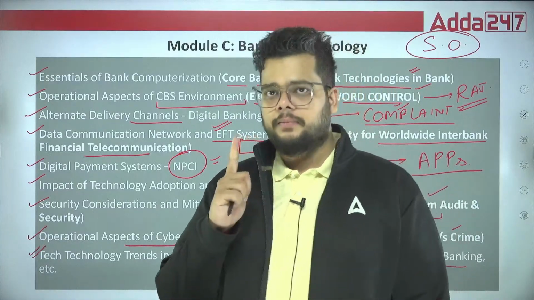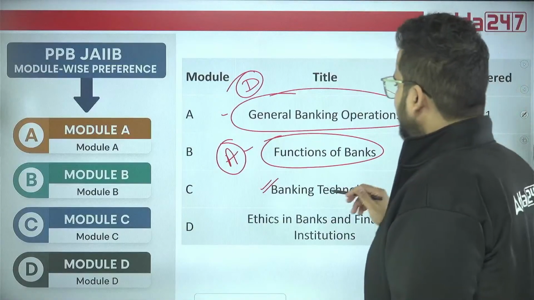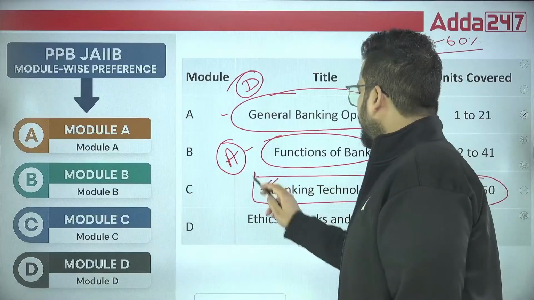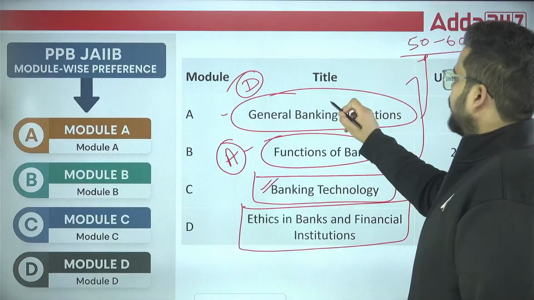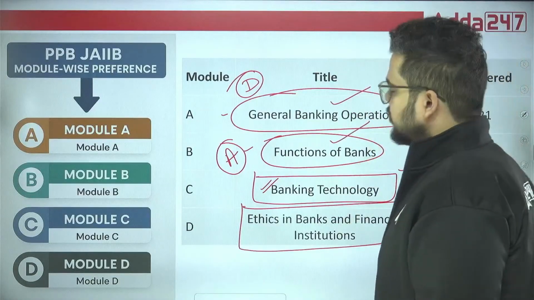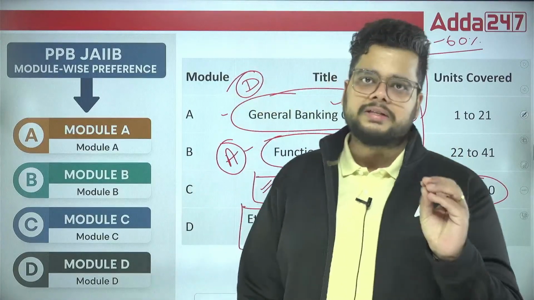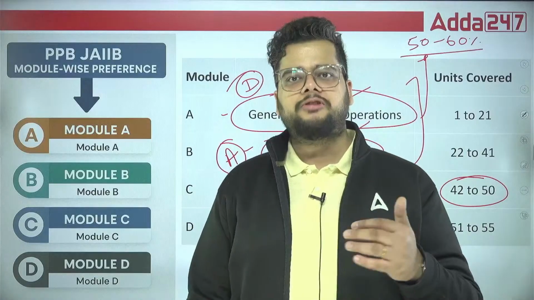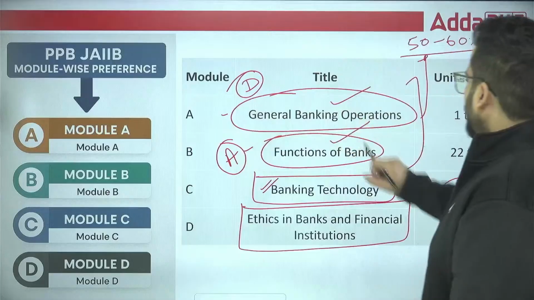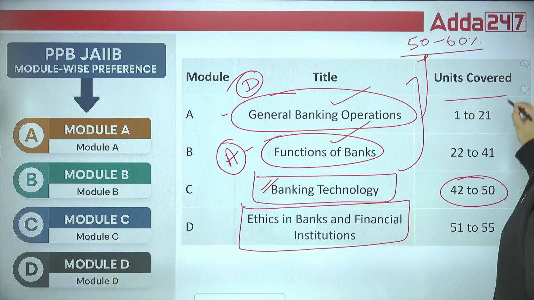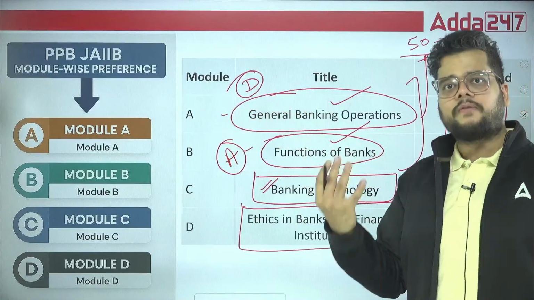Okay. But be very clear when we talk about module C, do not directly jump to module C or module D, because ultimately if you are not scoring good marks from general banking operation and functions of bank, there is no utilization of the marks you will be scoring in module C and D, because they are very less. The number of questions are not that high as compared to the earlier two modules. You can see for yourself, there are in total 41 units when we talk about module A and B. So scope of asking questions is high.